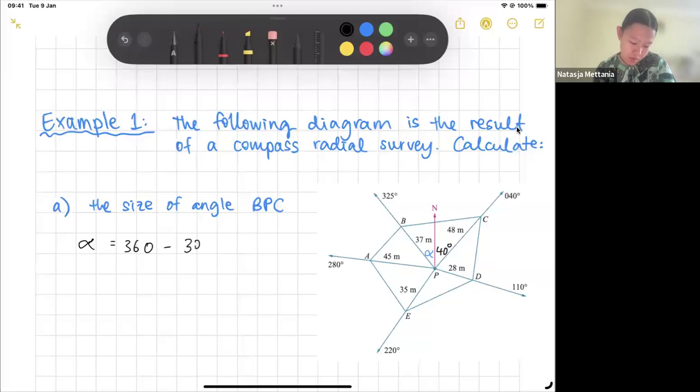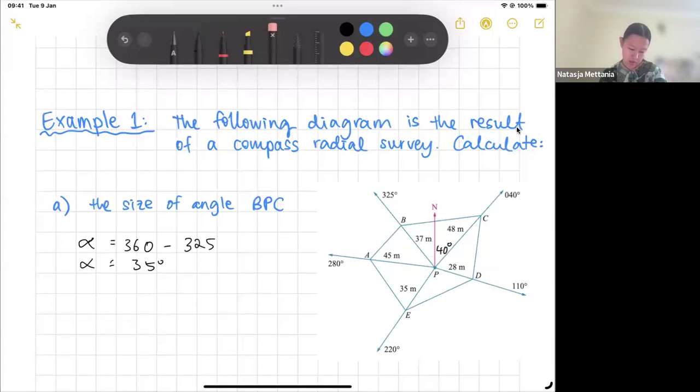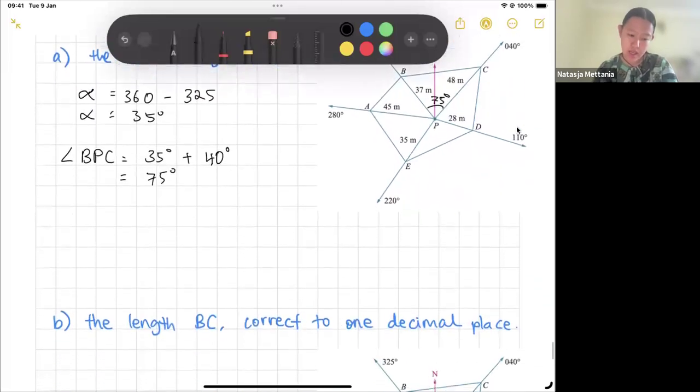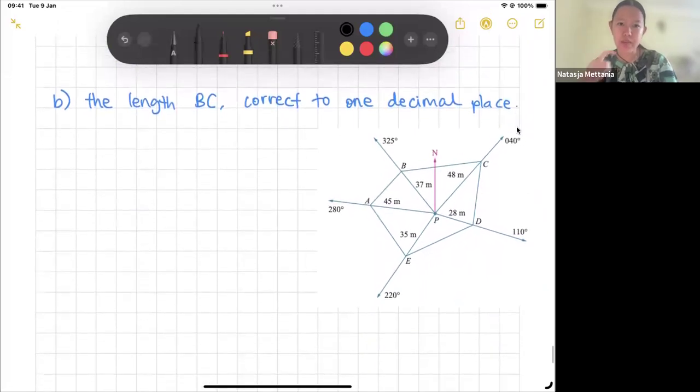So 325, subtract that from 360. If you put it in the calculator, that gives 35 degrees. So now I know that this particular section is 35 degrees. So the angle BPC is just the addition of 35 degrees and 40 degrees. That should give me 75. So I know now this is 75 degrees. Okay, that's it for question A. Let's go to question B.